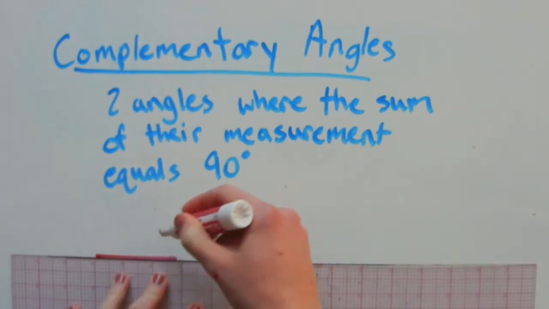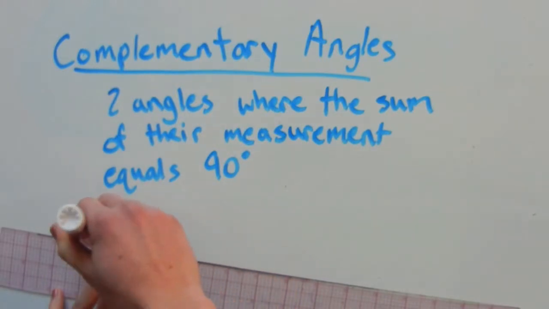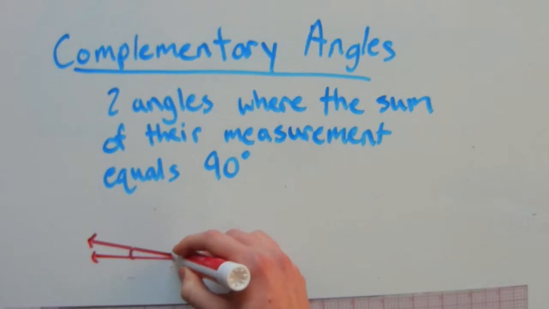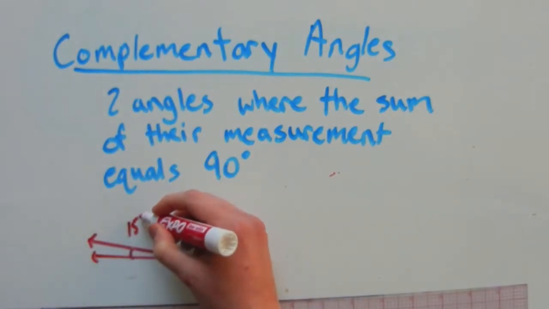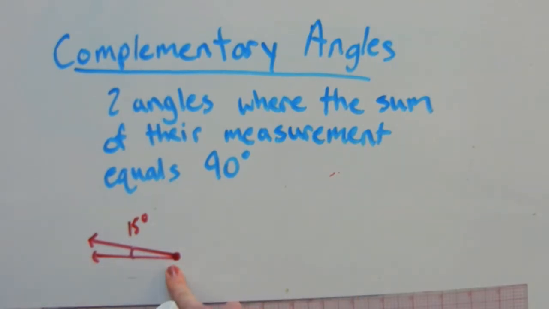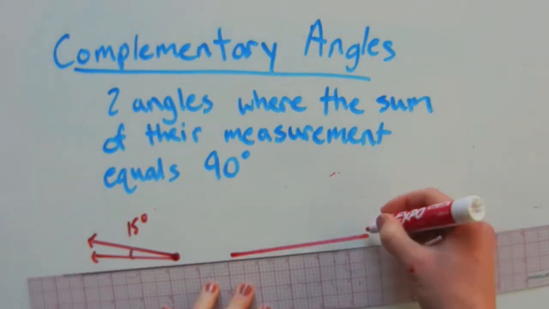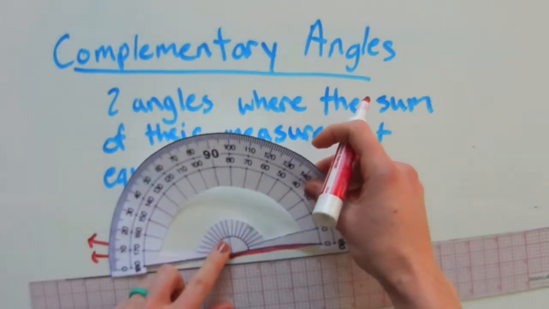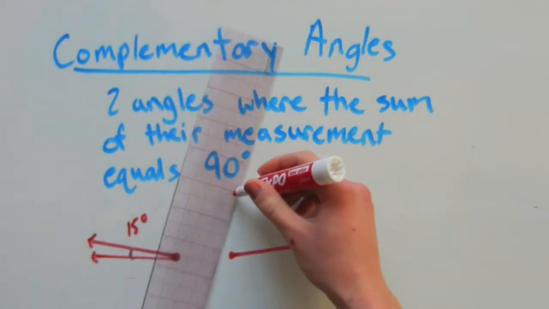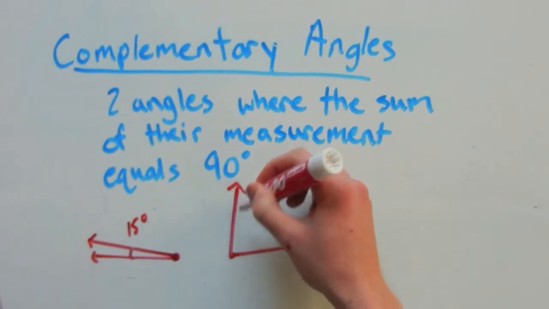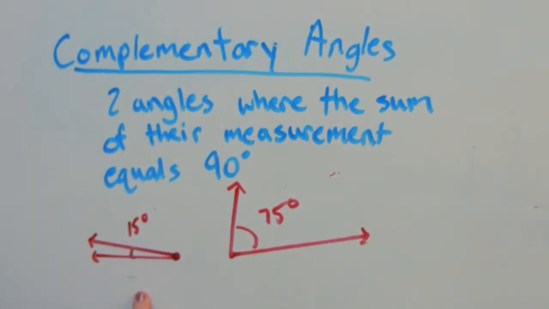Let's say I have one angle here, and this angle, when I measure it on my protractor, says that it's 15 degrees. Then another angle, so that this can be a complementary angle, would have to be 90 minus 15. 90 minus 15 is 75. So another angle that is approximately 75 degrees. So 15 degrees plus 75 degrees equals 90 degrees. So these are complementary angles.